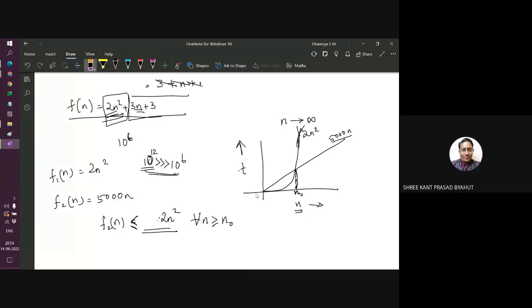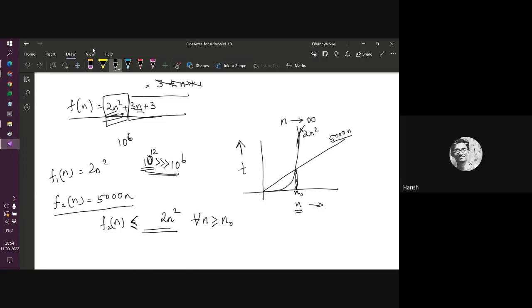Yes, ma'am. Ma'am, I have two doubts here. The first one is, why is f2 of n 5000 n? There could be many different functions possible which are less than 2n squared, not a straight line, after a certain n. How did we come up with the 5000 n? No, I'm just trying to show you what this O notation is. That's the motivation.